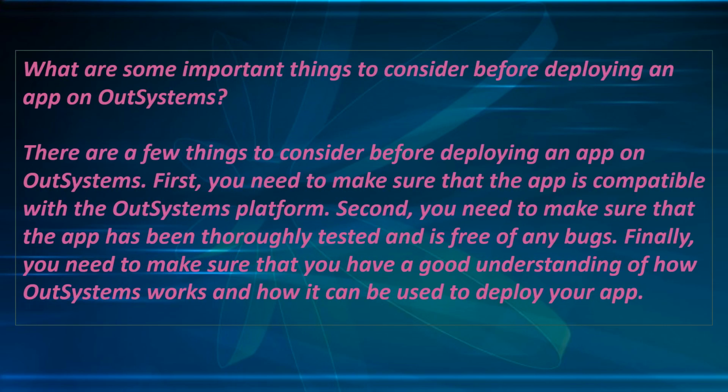And the fifth question is, what are some important things to consider before deploying an app on OutSystems? There are a few things to consider before deploying an app on OutSystems. First, you need to make sure that the app is compatible with the OutSystems platform. Second, you need to make sure that the app has been thoroughly tested and is free of any bugs. Finally, you need to make sure that you have a good understanding of how OutSystems works and how it can be used to deploy your app.